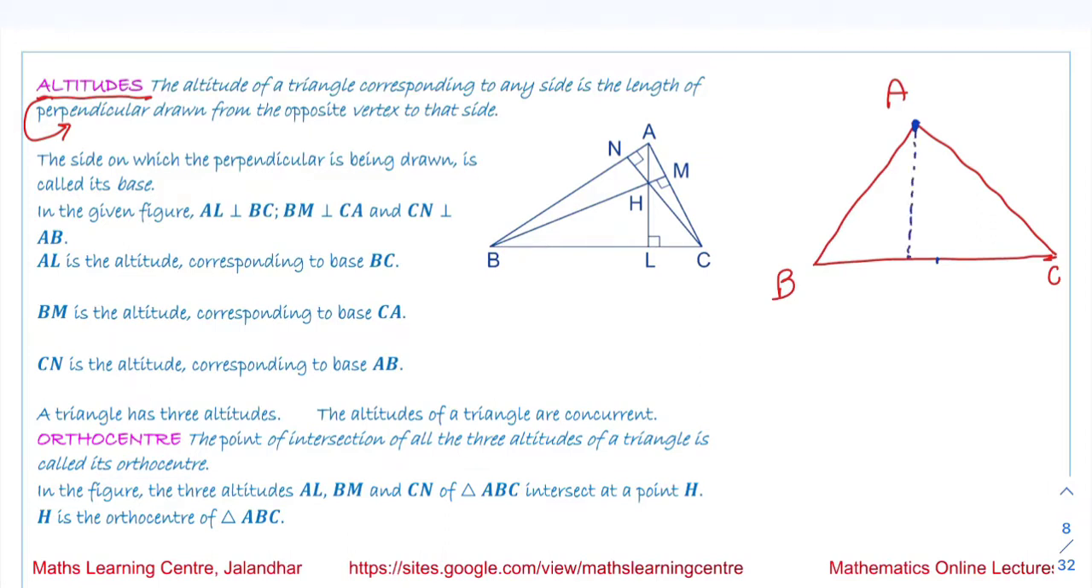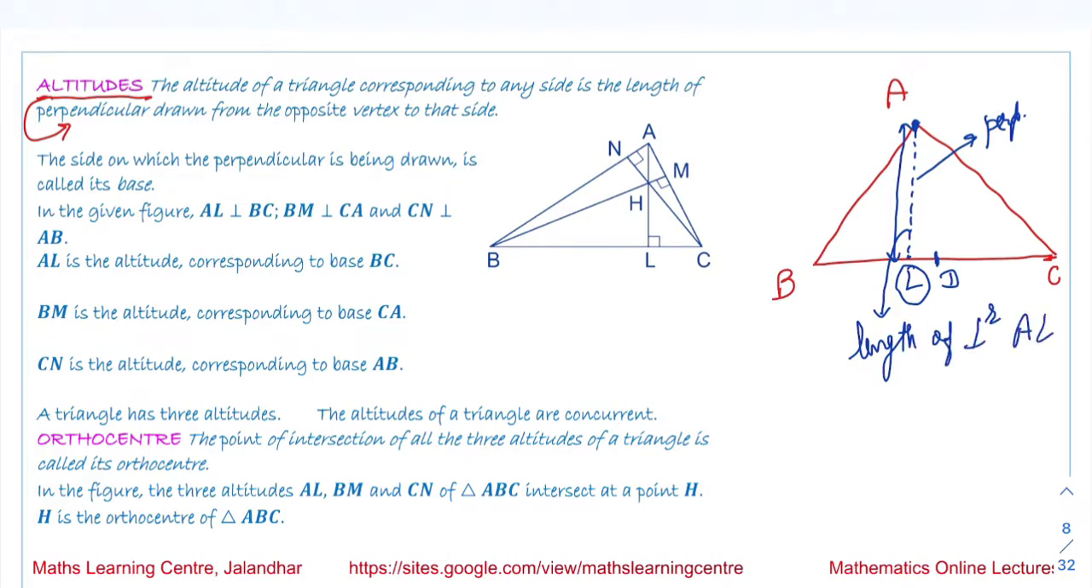We are drawing a perpendicular on this BC. Suppose it is at this point L. The midpoint over here was D, maybe D over here. We are saying this is the point L, so this is the altitude. The length of this perpendicular AL is called the altitude.